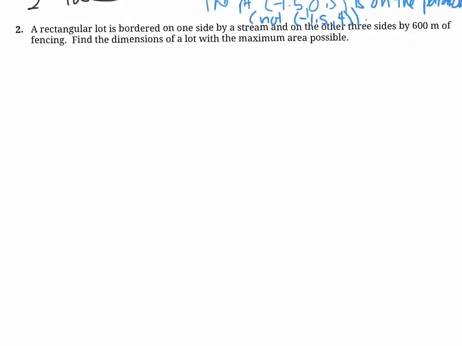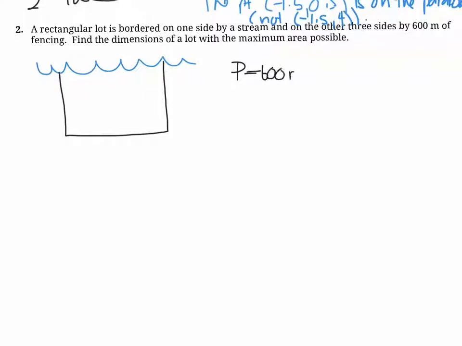Let's take a look at another question. It says a rectangular lot is bordered on one side by a stream and on the other 3 sides by 600 meters of fencing. So let's draw that picture really quickly. We have a rectangular lot that's bordered by a stream on one side, and then 3 other sides with 600 meters of fencing. So what we know is that the perimeter is equal to 600 meters.